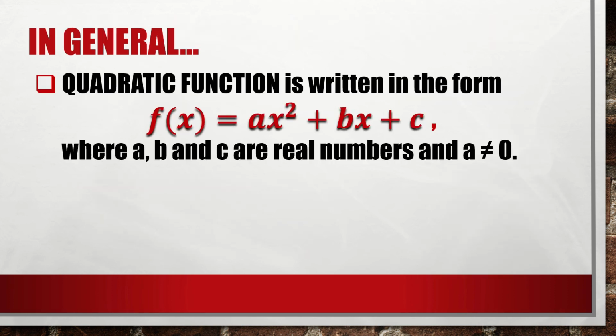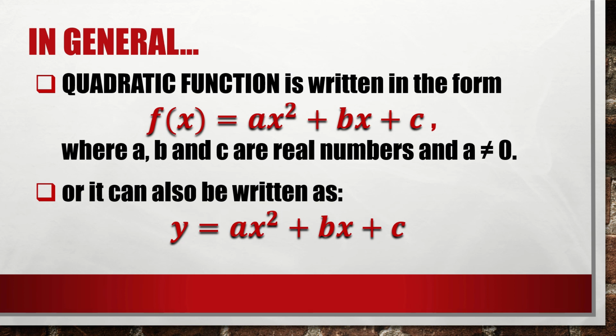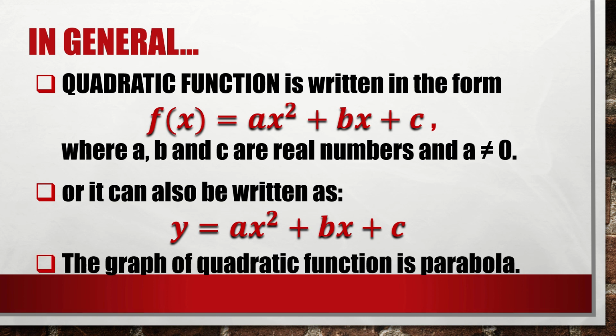So in general, a quadratic function is written in the form f of x is equal to ax squared plus bx plus c, where a, b, and c are real numbers and a is not equal to 0. Or it can also be written as y is equal to ax squared plus bx plus c. The graph of a quadratic function is a parabola.